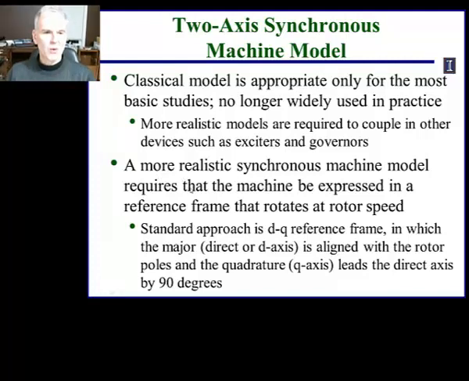Okay, but what it requires is that we express the equations for the machine in a reference frame that rotates at the rotor speed. So the standard approach to do this is to transform our variables from the network reference frame to what's known as the DQ reference frame, in which the direct axis, the D axis, is aligned with the rotor poles, and the quadrature axis, the Q axis, leads the direct axis by 90 degrees. So in essence, we're shifting by an angle delta here.